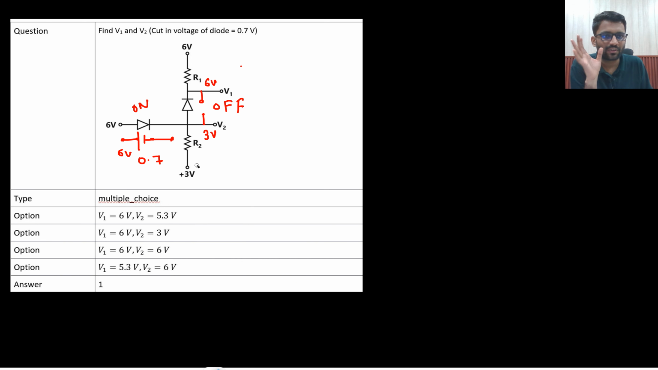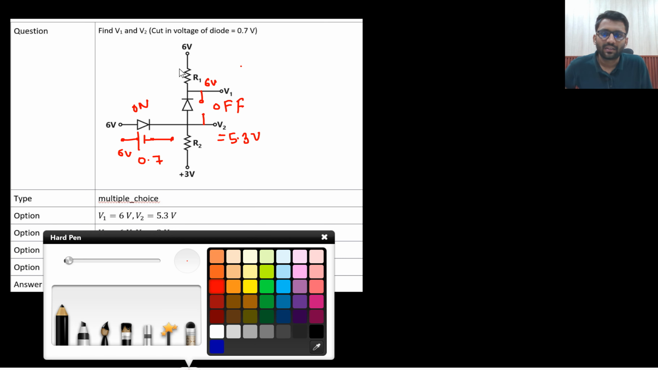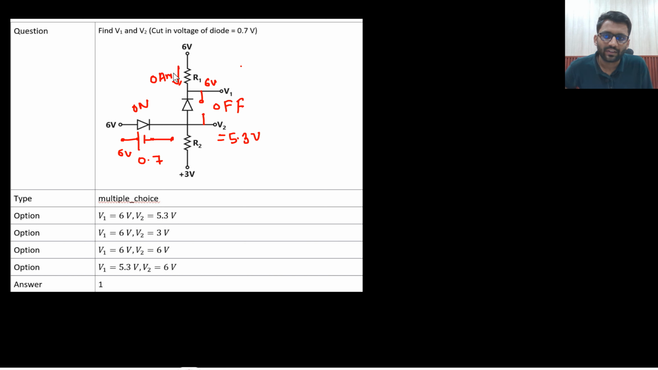So if it is replaced with the battery of 0.7 volt, then what will be your V2? You should have an idea of a diode circuit, then only you will be able to solve it. Otherwise you will say, sir, what you are doing? This is the method. First you apply open circuit test, then you got to know the operating condition. We got to know that diode D1, this particular diode, is on. So if this is on, I can replace this with the battery of 0.7 volt because cut-in voltage is 0.7 volt. So how much voltage will come here? That is 5.3. So V2 is 5.3 volt. What about V1? Since this diode is off, I will replace it with open circuit. So this will drive 0 ampere current, and that means V1 will be equal to 6 volt, and V2 is 5.3 volt. That's it. This is the answer.